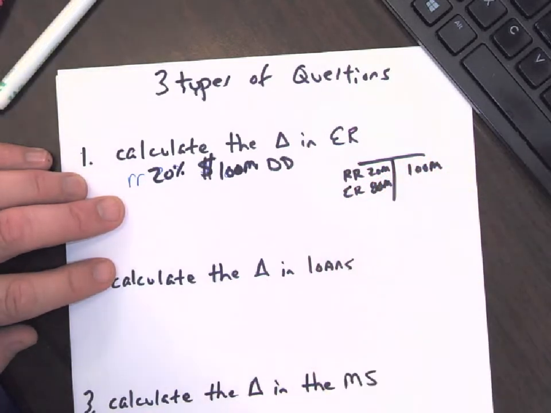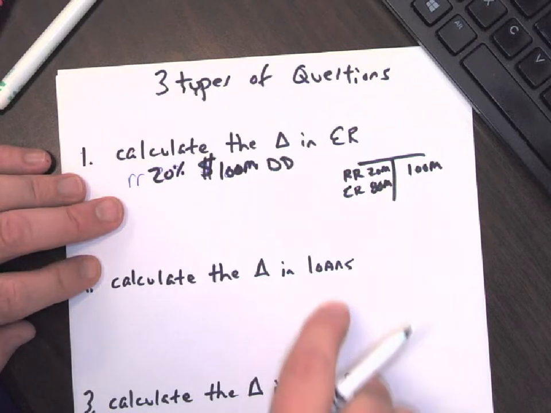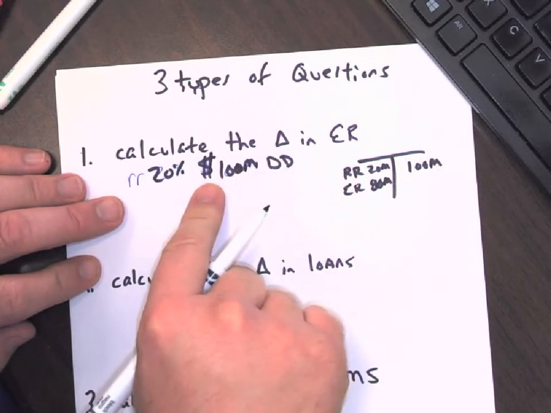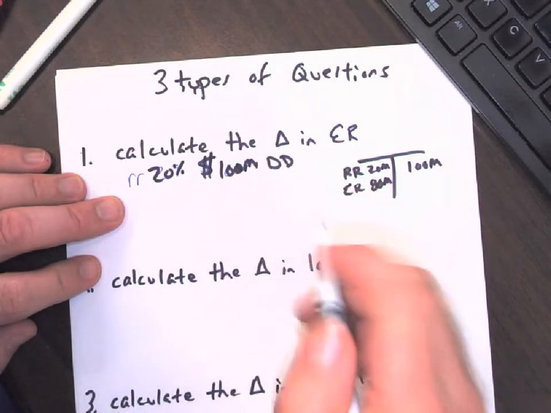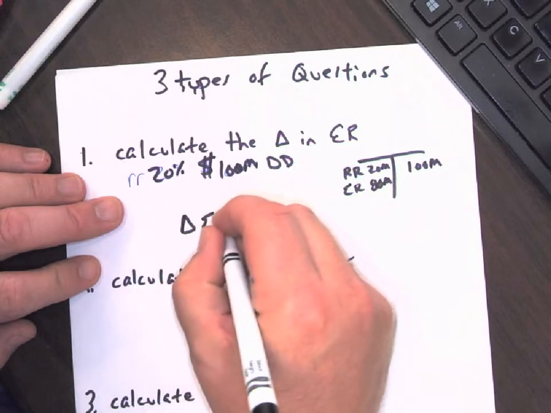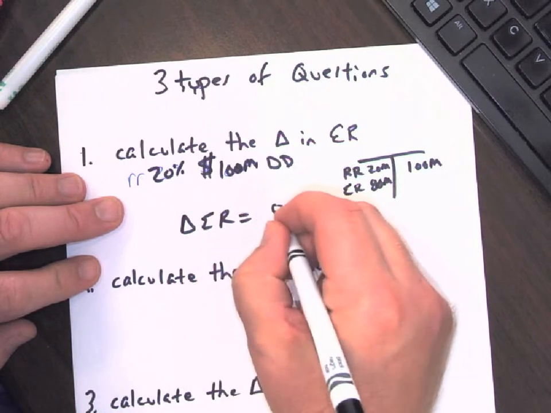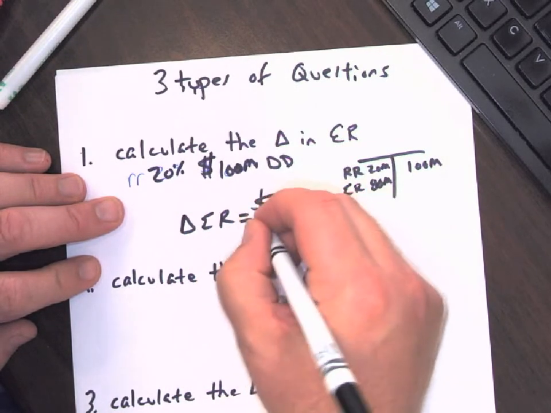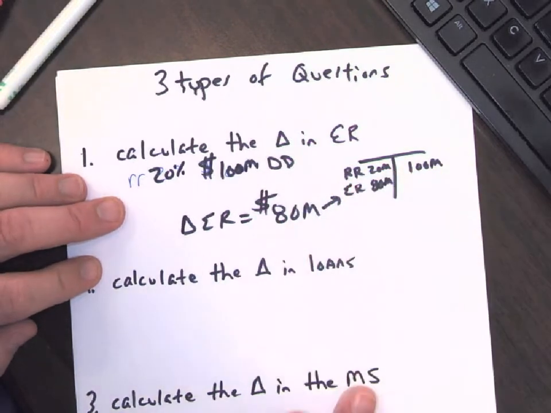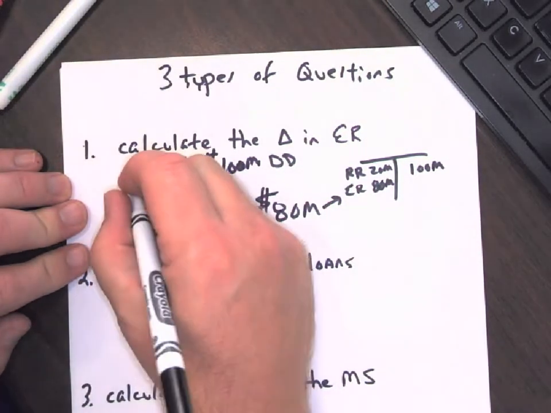80 million. So what do we have now? How much can this single bank loan out? So a change in excess reserves is equal to 80 million. Okay, that's a simple question, but that's one step in solving all these things.